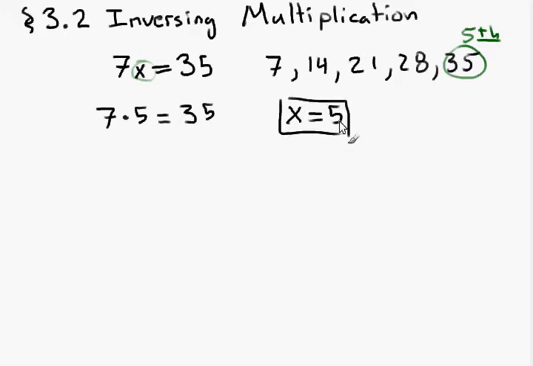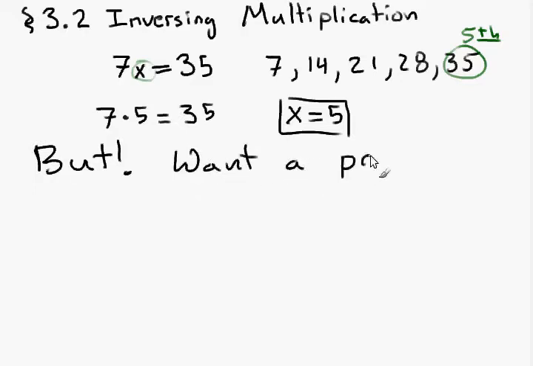We've got a way to get the solution, but we're still just guessing. We want a process. So, let's think about this. 7, 5, 35. How are they related? Well, 35 divided by 7 is 5.